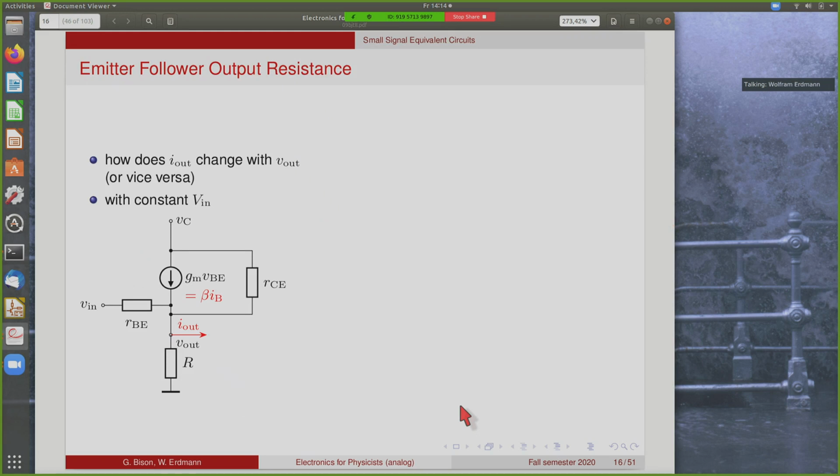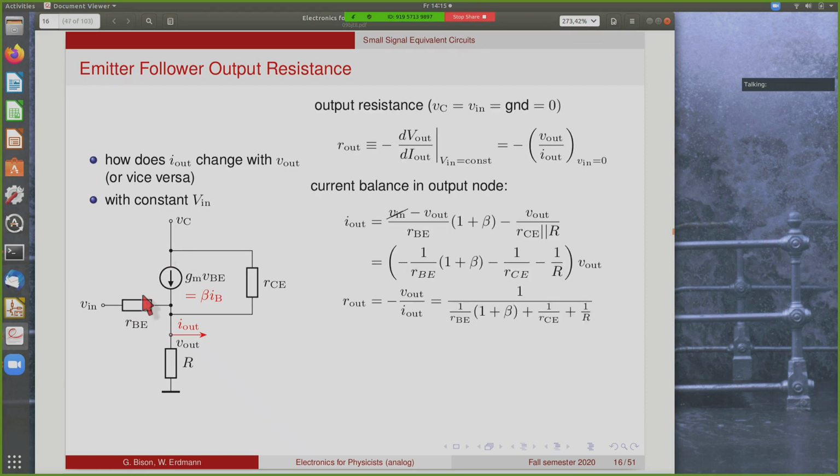Same now for the output resistance, and then we have everything that we want for such an amplifier. Output resistance means how does the output current change with the output voltage, or vice versa. If I change the output current, how does the output voltage change when I keep the input voltage and the collector voltage constant? So this is the formal definition. It's the derivative of the output voltage with respect to the output current, at constant input voltage. In small signal terms, simply this ratio.